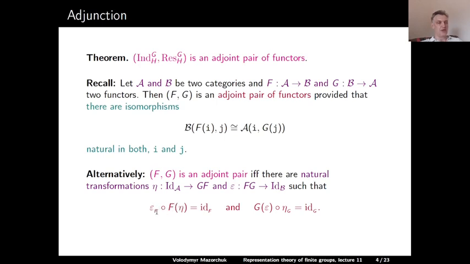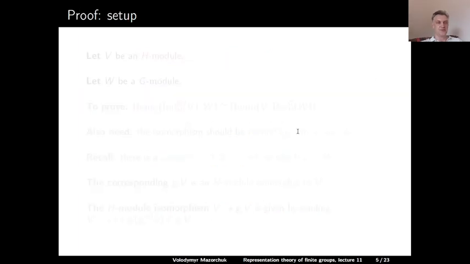such that the composition of f of eta followed by the evaluation of epsilon at f is equal to the identity natural transformation on f, and the composition of the evaluation of eta at g followed by g of epsilon is equal to the identity natural transformation on g. We will prove our theorem using this first original definition of the pair of adjoint functors.